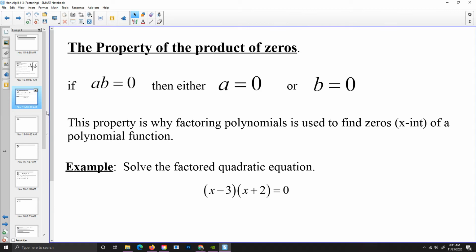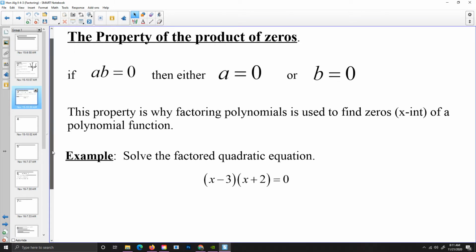And so, put simply, if a times b is equal to 0, then we know for a fact that either a is equal to 0 or b is equal to 0 or both are equal to 0, because it doesn't matter what the other value is. If you get a product that's equal to 0, then at least one of the elements that you're multiplying has to be equal to 0. And so we can use that.